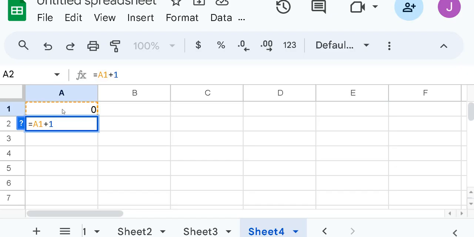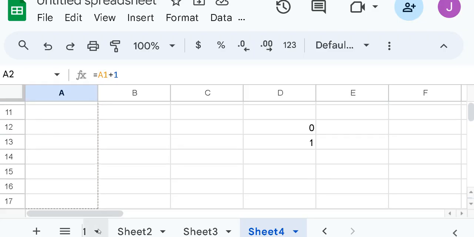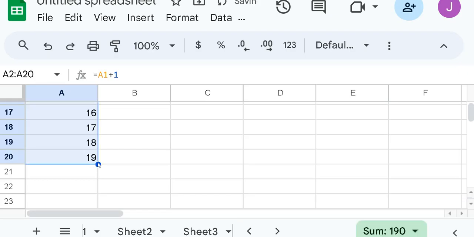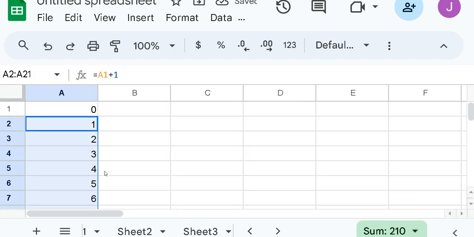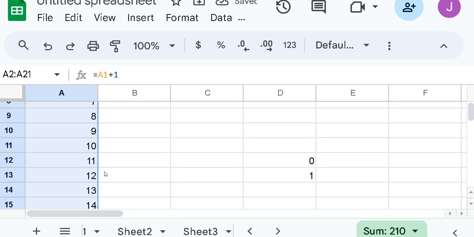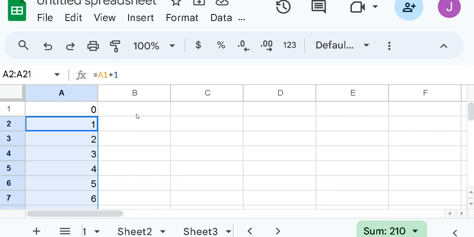Now it might seem kind of simple, but here's the cool thing. Once I set up the first one, I can click and drag all the way down. Let's drag all the way down to 21, I guess. There you go. Those are all the different things that can happen. Those are the different number of heads you can get when you toss a coin 20 times.